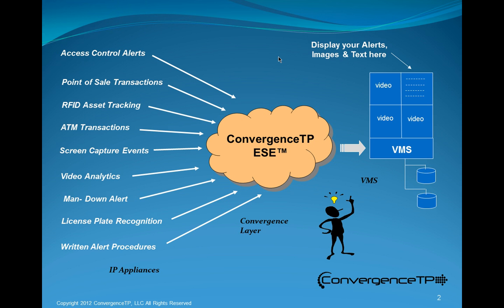Okay, before we jump into the demonstration, I've got a couple slides I'd like to go through that will help better explain where ConvergenceTP sits within the customer enterprise. On the left-hand side of the screen here, you'll see a number of IP appliances listed. In the center is the ConvergenceTP Event Streaming Engine, ESC. This patent-pending technology takes in a wide variety of dissimilar IP packet protocols from these various IP appliances and creates one homogeneous database that is then presented to the VMS system. In this case, we're talking about access control.